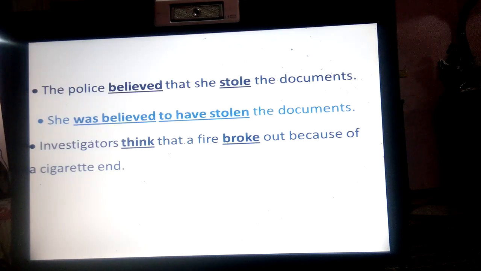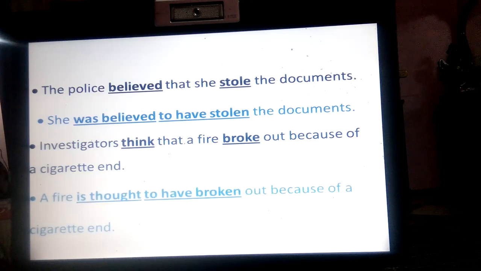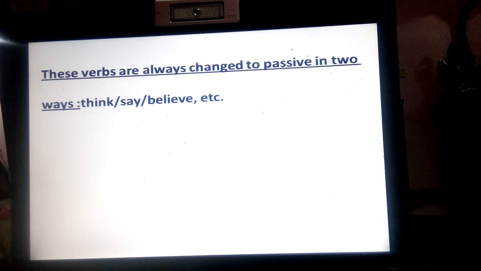Investigators think that a fire broke out because of a cigarette end. In the passive, a fire is thought to have broken out because of a cigarette end. These verbs are always changed to passive in two ways.